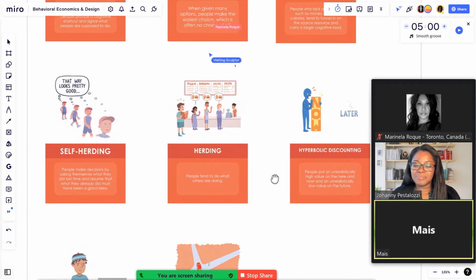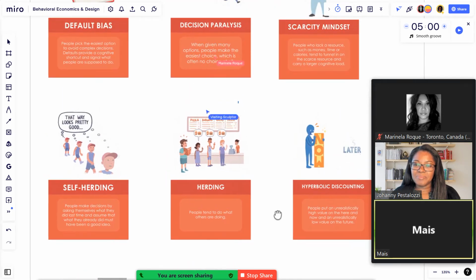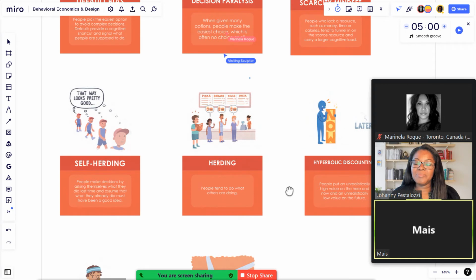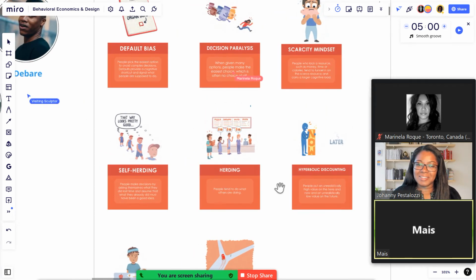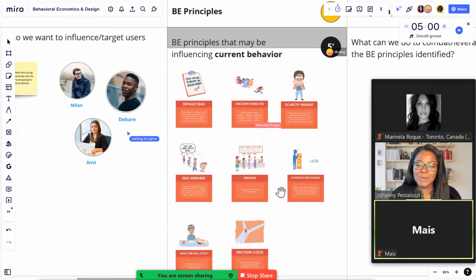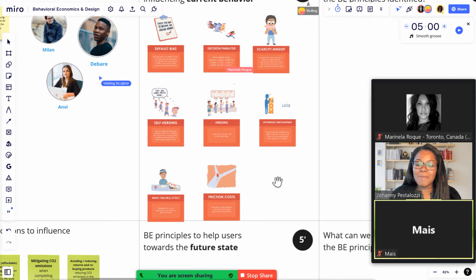Which brings me to the herding. I think they're consequential together, because sometimes when I'm not able to make a decision, I usually just reach out to my friends and see what they're doing, and if they give me a good recommendation, I just go with it. Yeah, I understand. Cool, cool.